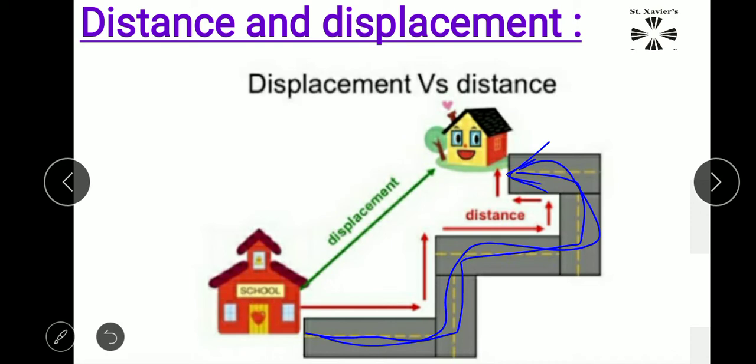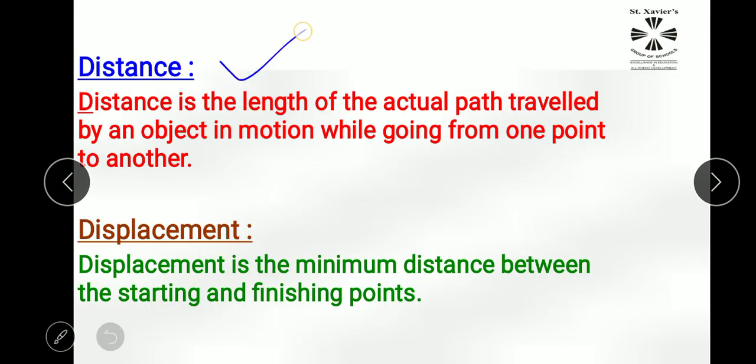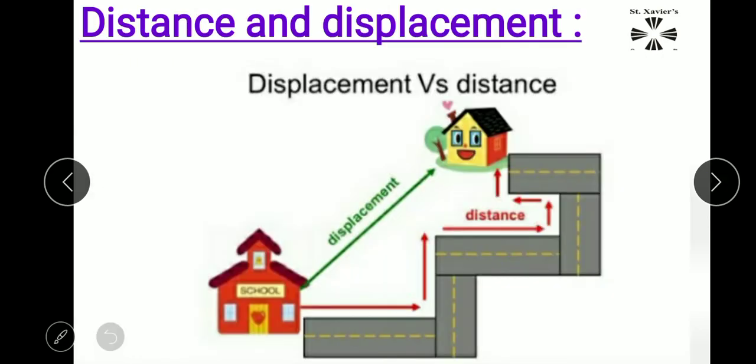Now displacement: the minimum distance, that means straight line distance, between the starting and finishing point is called displacement. So this is about distance and displacement. Students, I'll repeat again. Distance is the length of the actual path traveled by an object in motion while going from one point to another. When we are moving from school to house following the road, we say the length of this path is the distance.